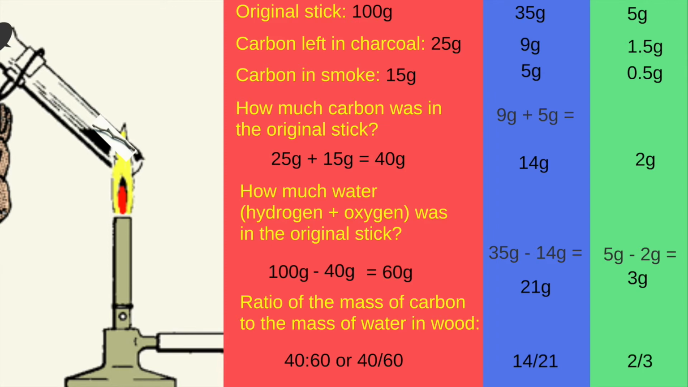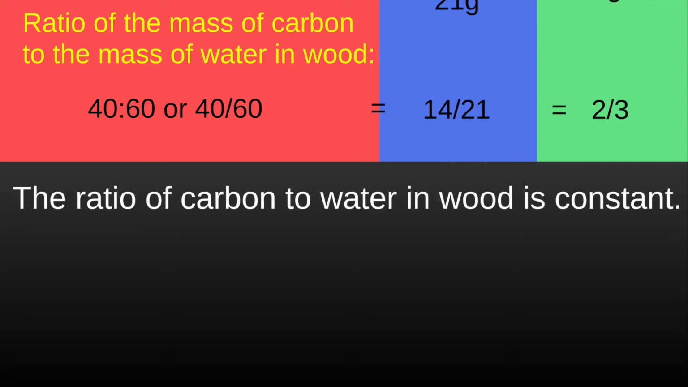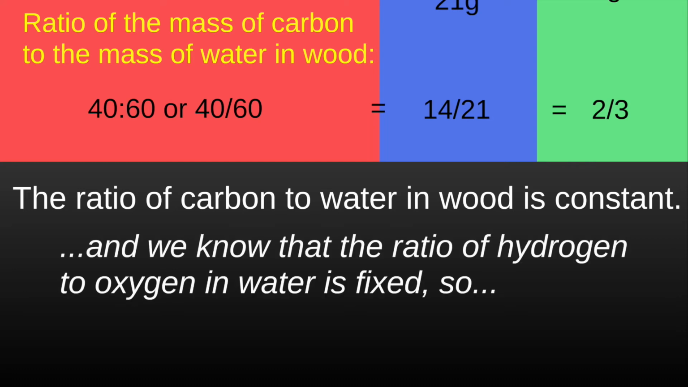Now it's time to look at these ratios. If you look closely, 40 to 60, 14 to 21, and 2 to 3 are all equal. So, the ratio of carbon to water in wood is constant. And we know that the ratio of hydrogen to oxygen in water is fixed.